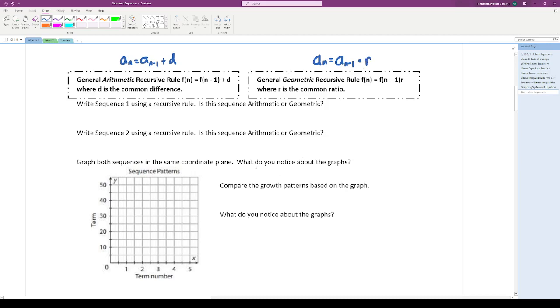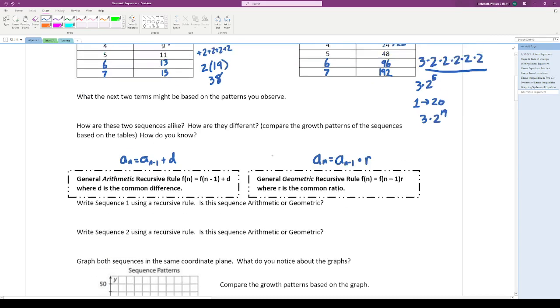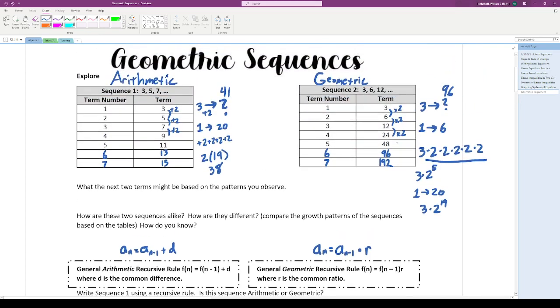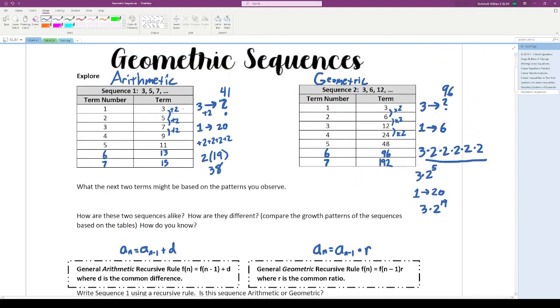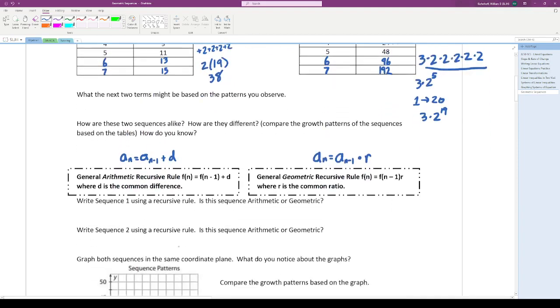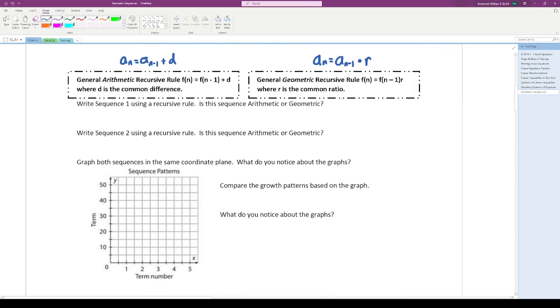So this common factor that we're multiplying by, up here we were multiplying by 2 at each step, so that would make r equal to 2. And we were adding 2 at each step for the arithmetic, so that made our common difference equal to 2. So the way we would write the recursive rule for that one up above would be a sub n equals a sub n minus 1 times 2, because that's our common ratio.